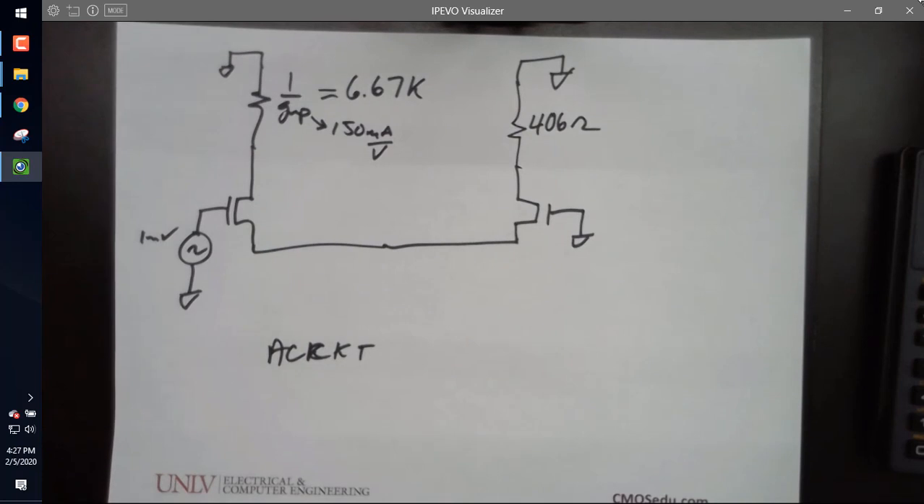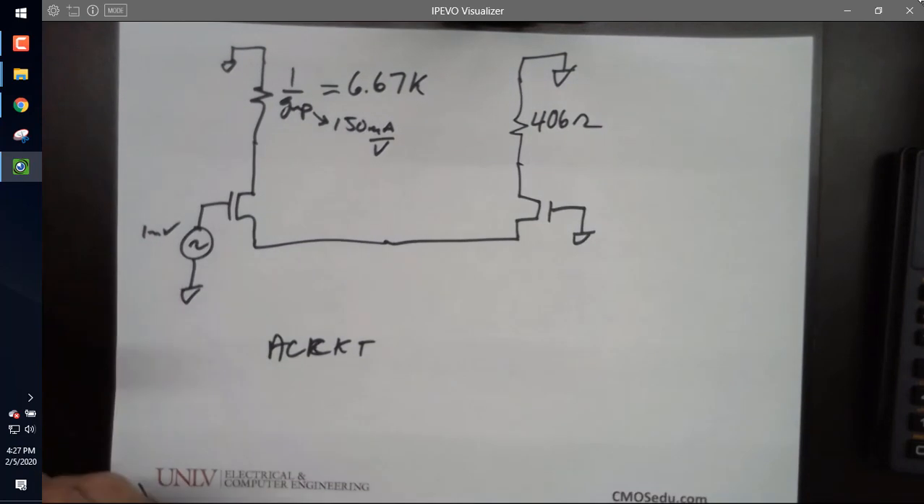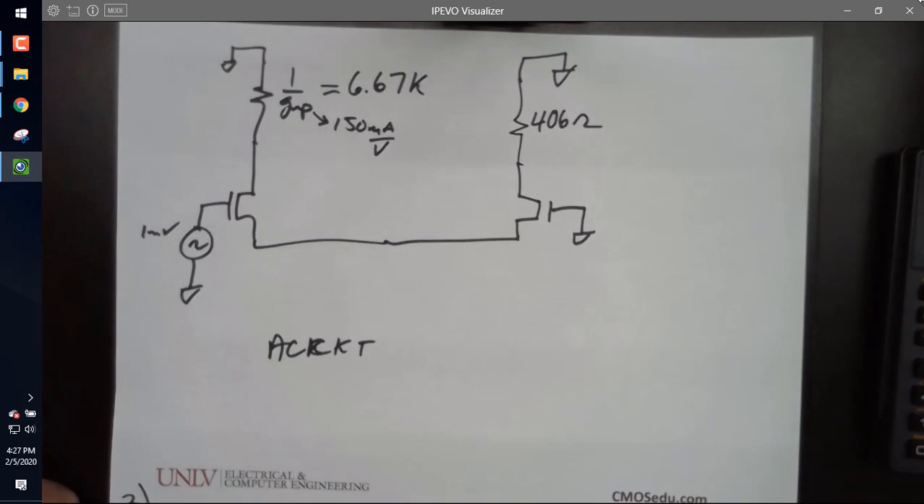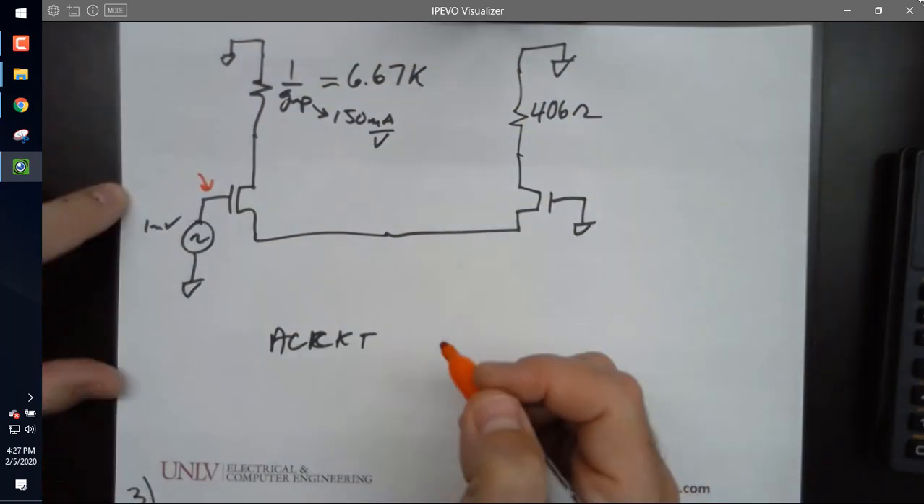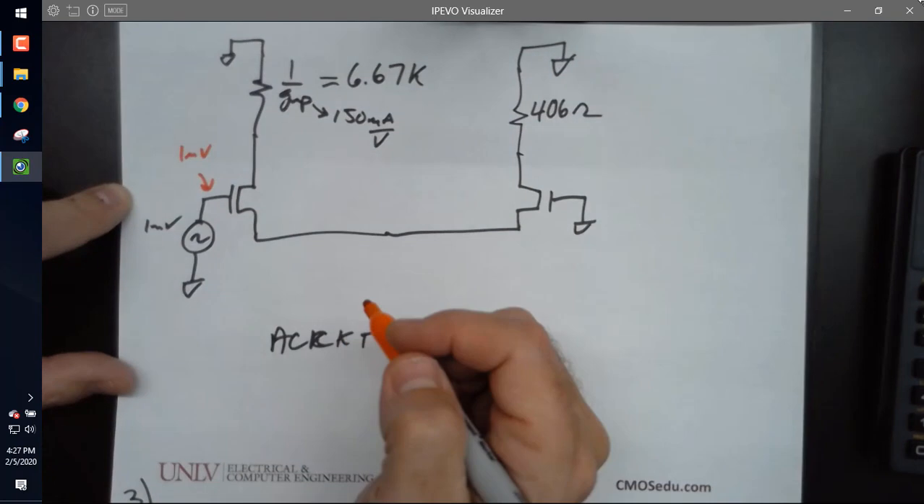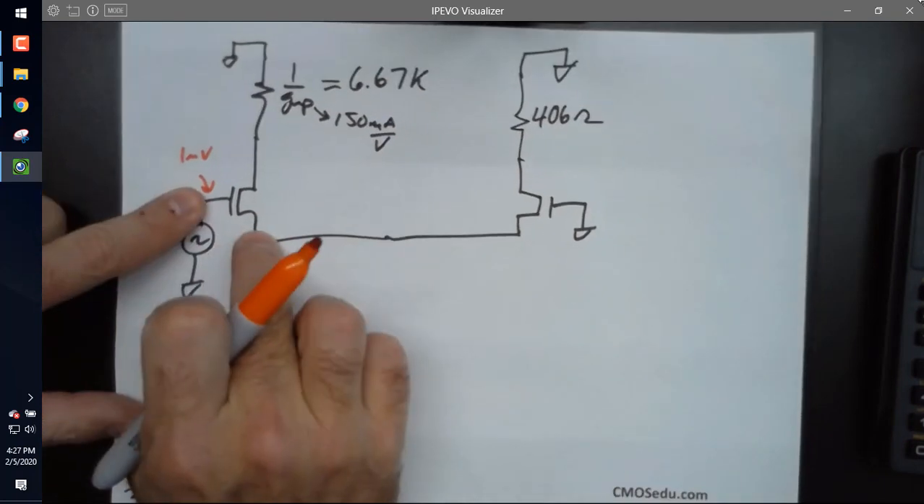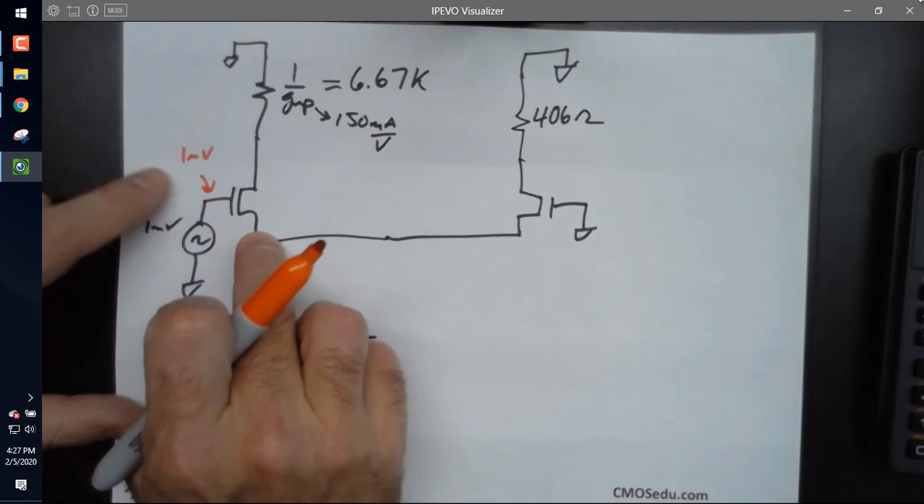All right, we're going to go over this again when we do diff amps. I'm going to ask you simple questions. I'm going to do it for you. What's this voltage? 1 millivolt. What's the VGS here? I don't know, so I'm going to write it.